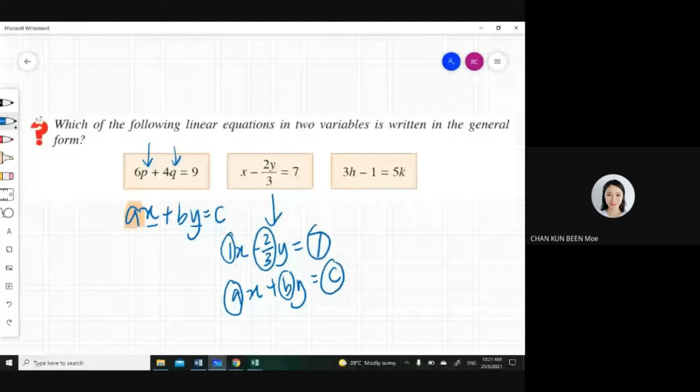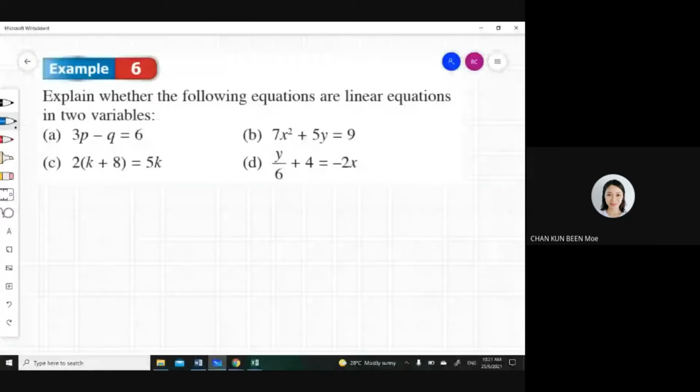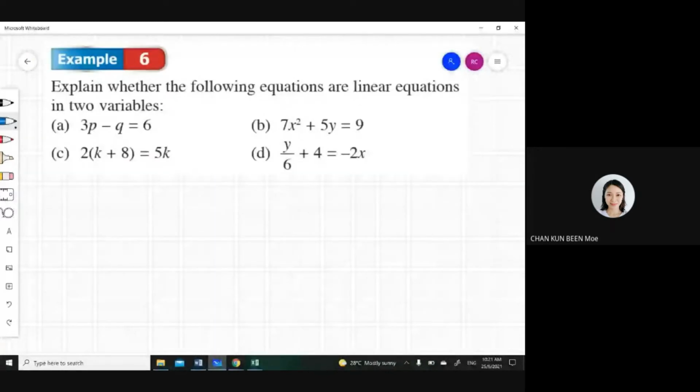What about this one? Is it in the general form? No. Yeah, this one is not in the general form, because the by is at the back. Okay, I move on to example 6. We are going to go through over here to find out whether the following equations are linear equations in two variables. Any question?